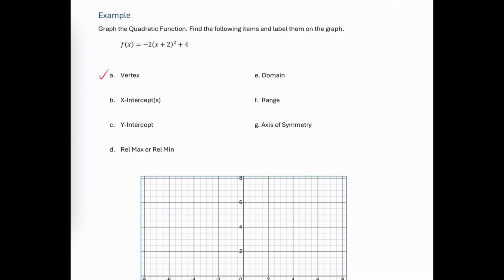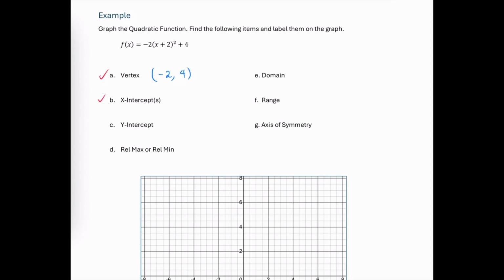We'll start off with finding the vertex. And since this is in vertex form, we actually get the vertex for free. We can just extract it from the equation. Remember, the x-coordinate of the vertex is going to be the opposite of what we see inside here, -2, and the y-coordinate of the vertex is going to be exactly what we see outside here, +4. If we were to graph this using transformations, we would have taken this to the left 2 and up 4.